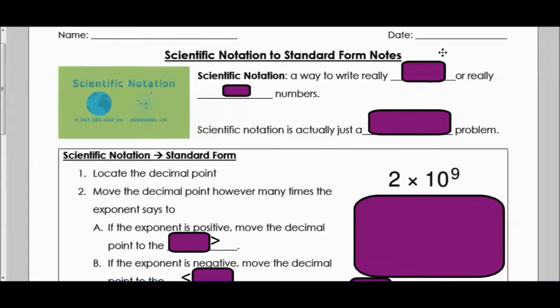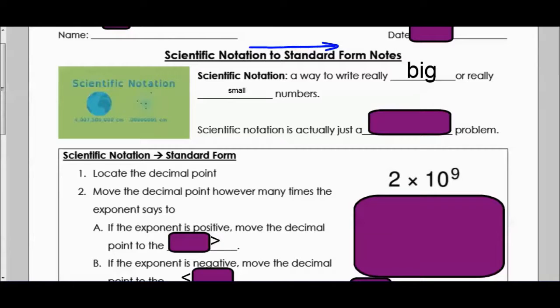Scientific notation is something that you should have seen last year. We're just going to quickly review it here. We're going to talk about going from scientific notation to standard form first. Standard form is just a normal form of a number. The reason we have scientific notation is really just to represent really big or really small numbers.